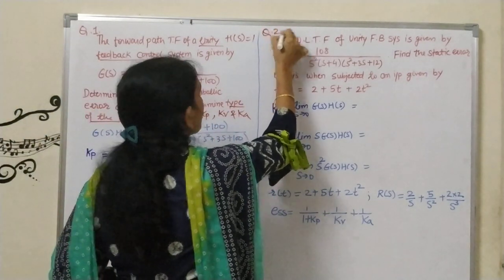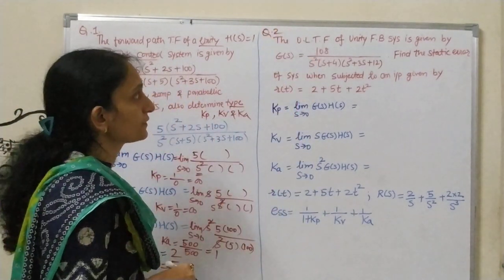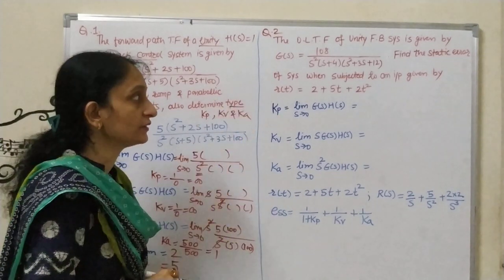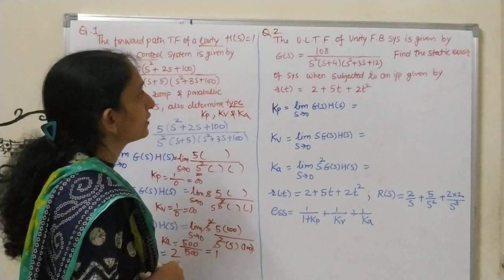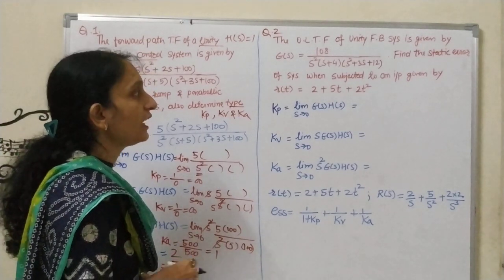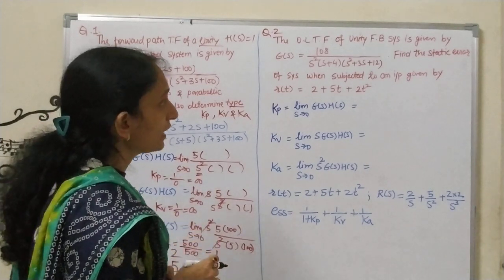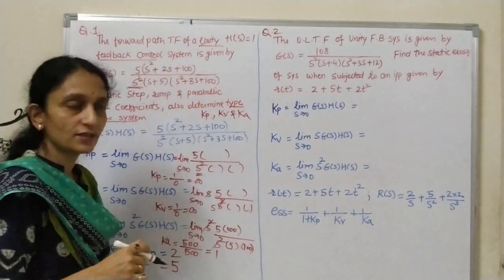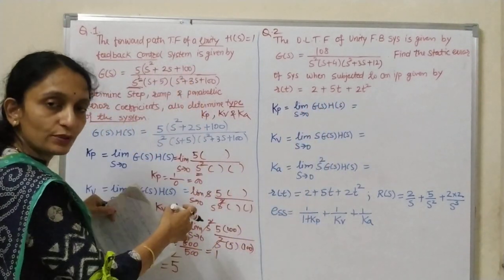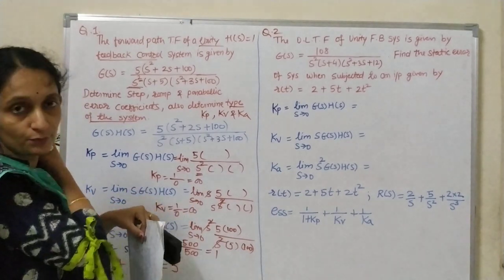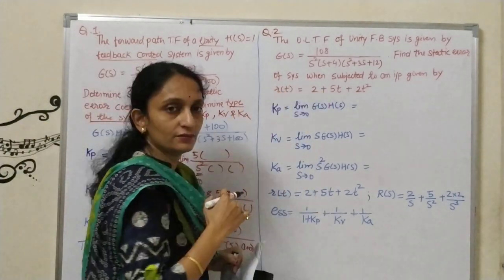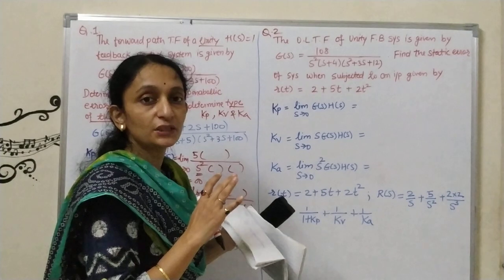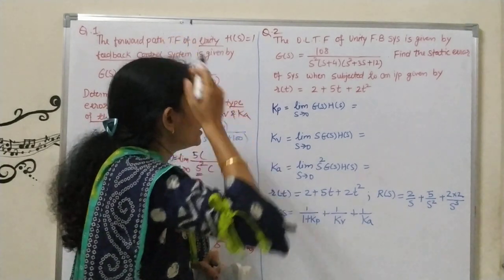So question number 2 is there. Okay. The open loop transfer function of a unity feedback system is given by G of s is equal to, transfer function is given. Find the static error of the system when subjected to an input given by r of t is equal to 2 plus 5t plus 2t square. See, in the previous numerical we have calculated Kp, Kv, Ka for standard test input, but here r of t is different. Though it is looking like a standard test input, this is not a standard one. Okay, so Kp, Kv, Ka we need to calculate.